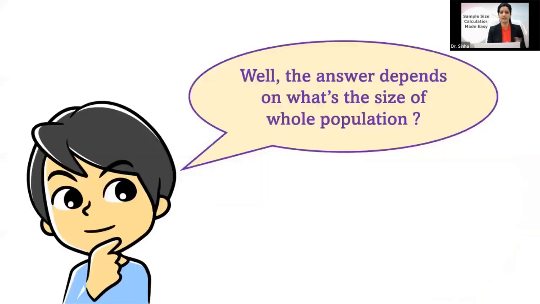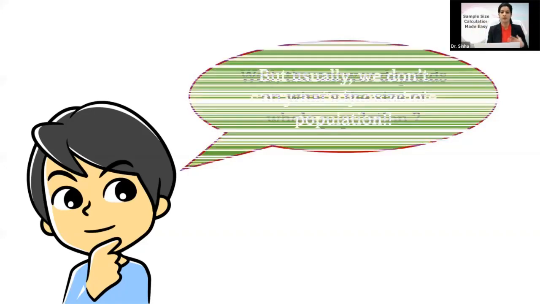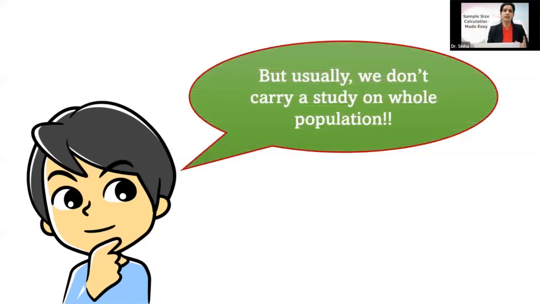So the correct answer is, well, the answer depends on the size of the population. If the size of the population is small, and if you can include all of them, then obviously you can. But if the size of the population is very large, then is it feasible for you to include all those diabetic patients? So it depends. But usually we don't carry out a study on the whole population.